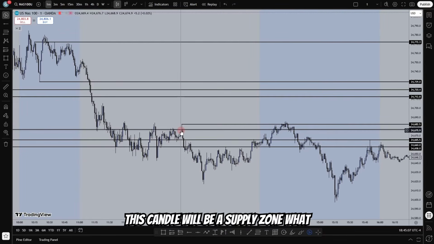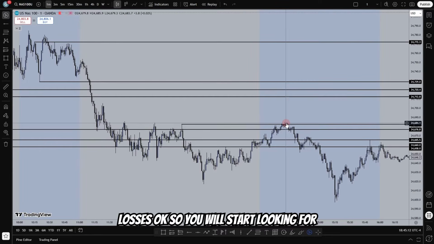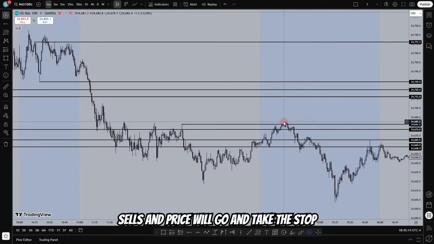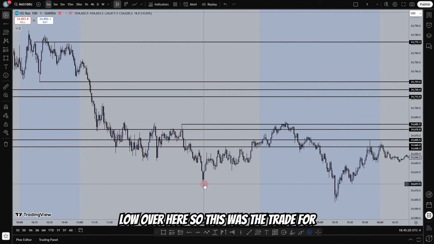So this candle will be a supply zone. What will be above this swing high? Stop losses. Okay, so you will start looking for sells when price goes and takes the stop losses right over here. And what will be your target? Your target will be this low over here.